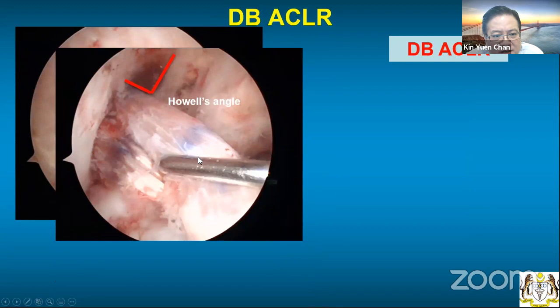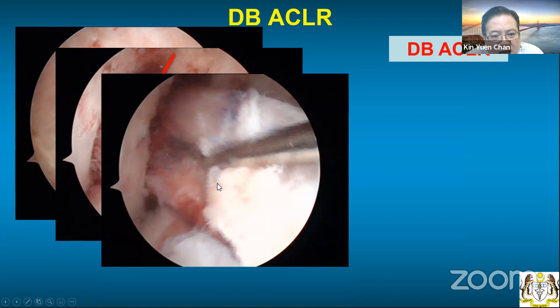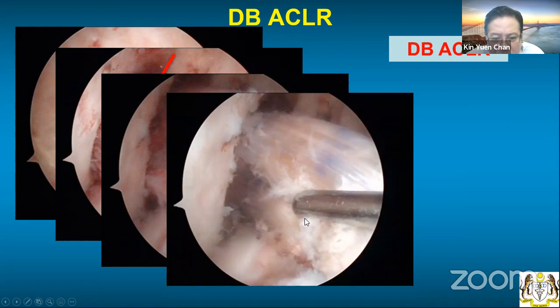So these are some of the clinical pictures that you can see, and it recreates that Howell's angle as has just been described when the ACL is done anatomically with the double bundle, the AM and the PL. And you can feel the different tension as you cycle the knee before fixation, pulling on the graft, maintaining tension, you can actually feel how it moves and how it translates.